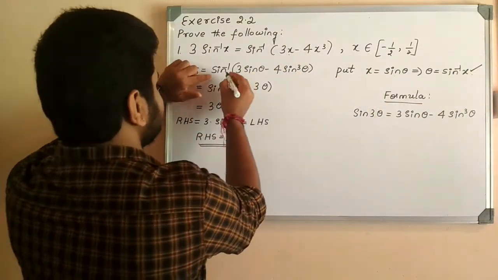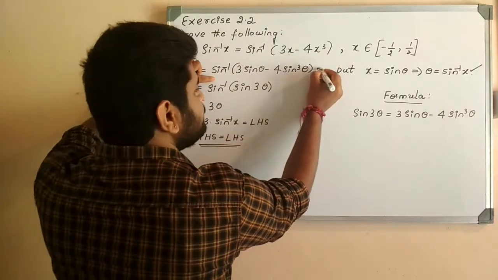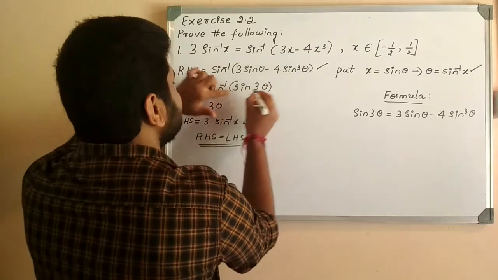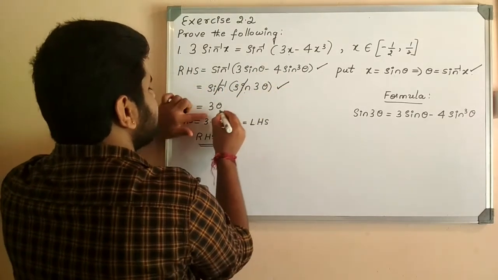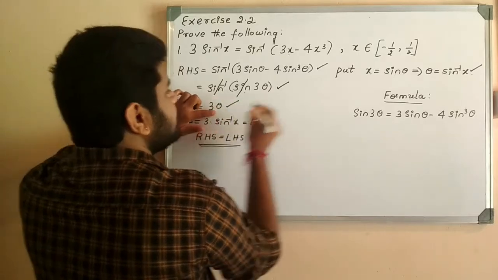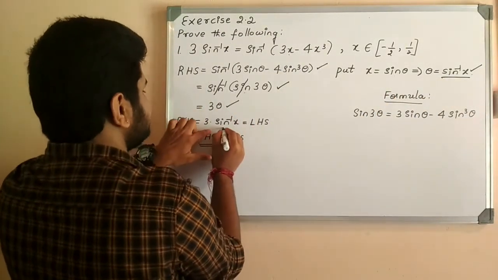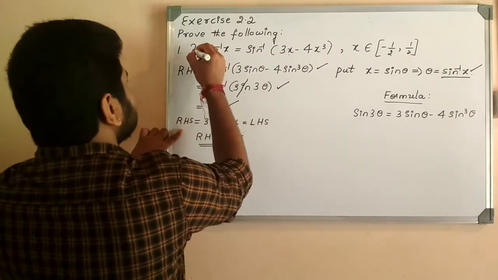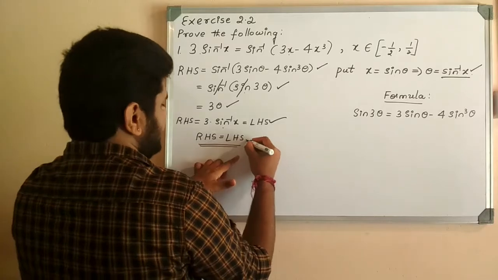Considering RHS, sin inverse of 3 sin theta minus 4 sin cube theta, which is the formula of sin 3 theta. Sin inverse and sin get cancelled. 3 theta, theta means it is sin inverse x. So 3 sin inverse x, which is equal to LHS. RHS is equal to LHS.